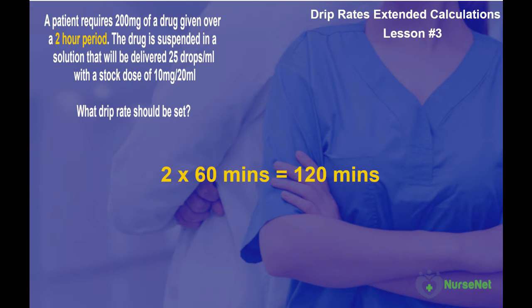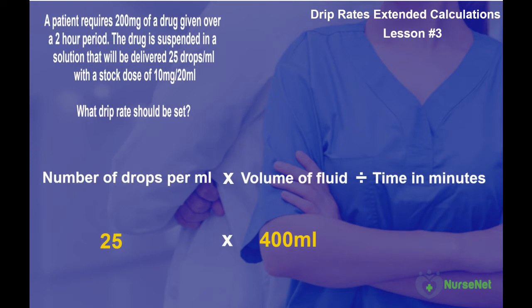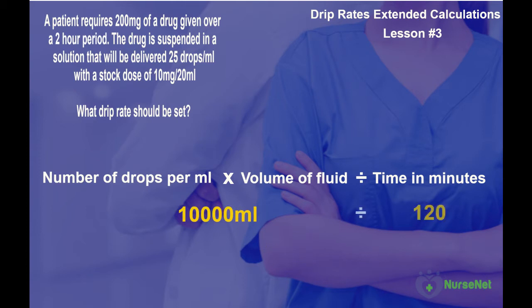Now we're ready to crunch the numbers in our drip rate formula. So number of drops per milliliter is 25, multiplied by the volume of the solution, which is 400, giving us a total of 10,000 milliliters. 10,000 milliliters divided by the time in minutes, which is 120, gives us our drip rate of 83.3 drips per minute, or rounded to the nearest number, it's 83 drips per minute.